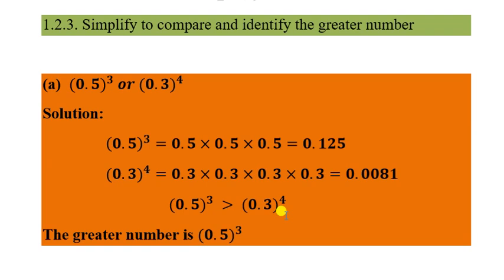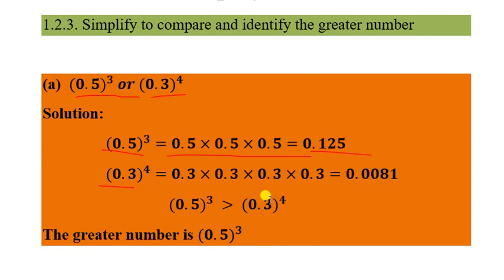given exponential forms. See, two exponential forms are given: 0.5 to the power 3 and 0.3 to the power 4. So how will we compare? We have to find the value of 0.5 to the power 3, and the value of 0.3 to the power 4. 0.5 to the power 3 means 0.5 is present how many times? 3 times. You multiply, you get 0.125.